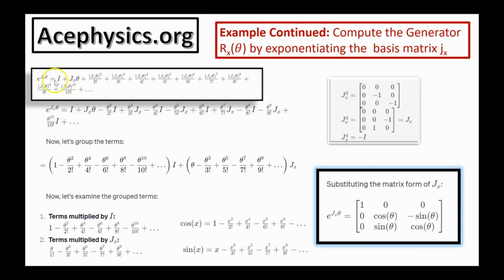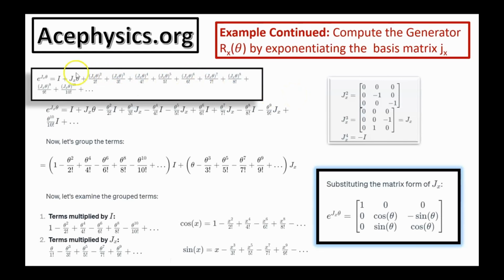You take the identity matrix, then you take whatever's in the exponent. In this case, it's Jx theta. Then you add it to whatever's in the exponent squared divided by 2 factorial. So we have Jx theta squared over 2 factorial. And then you do plus Jx theta cubed over 3 factorial. And you just continue this process. And that's the Taylor series.